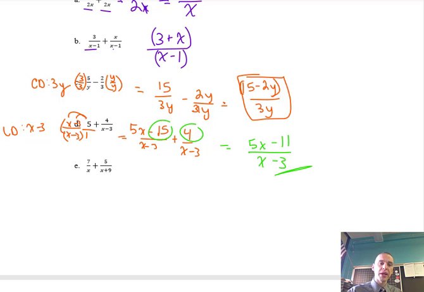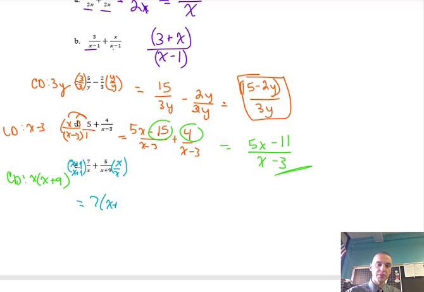For the last one on this page, notice that you have x and an x plus 9. The easiest way with variables to make common denominators is just to multiply them together. Now notice what I do not do. I do not distribute the x. I leave it as x times x plus 9. So how do I get an x to be x times x plus 9? I just multiply by x plus 9. And how do I get an x plus 9 to be x times x plus 9? Just multiply it by x.